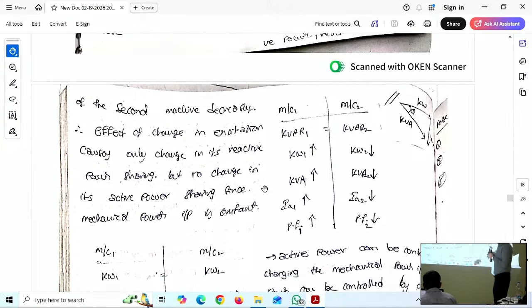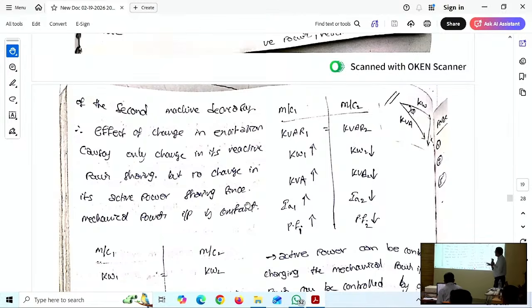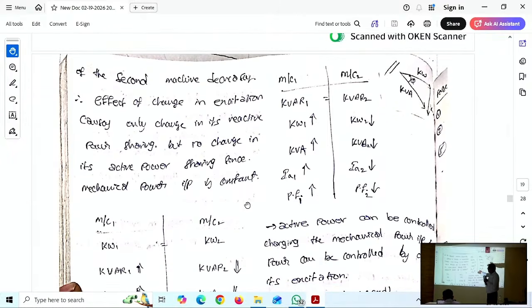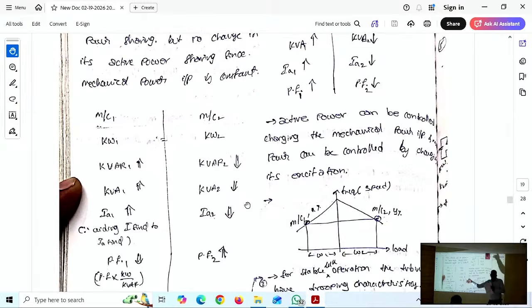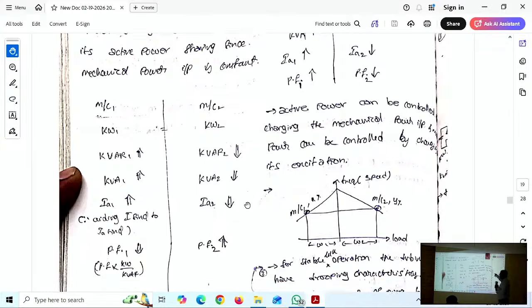Effect of change in excitation causes only a change in reactive power sharing, but no change in active power sharing since the mechanical input is constant. Yes, if we draw this power table for machine 1 and machine 2, reactive power is increasing for machine 1, so power factor will decrease. Good observation. Power factor is now reducing for the first machine. For the second machine, power factor tries to increase.